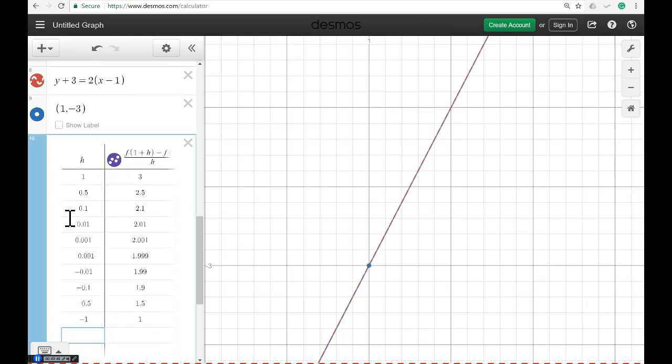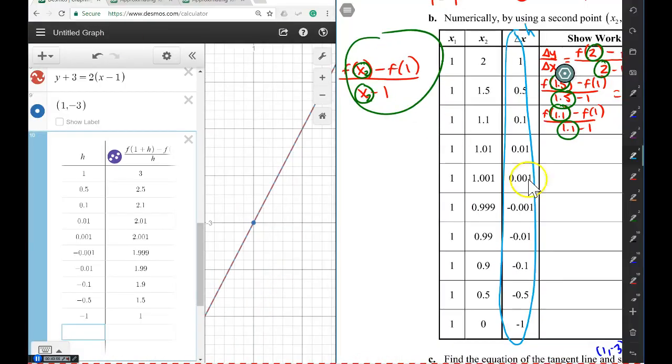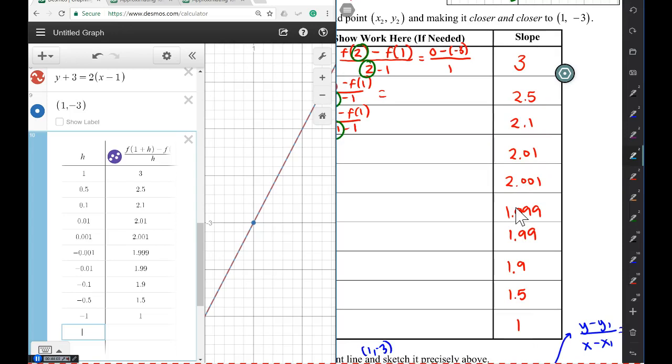So notice, you see how I'm getting the exact same results that we had gotten before? Three, 2.5, 2.1, 2.01, exactly the same. So now I can look at this and go, okay, as h gets smaller and smaller, the slope of the secant line between those 2 points gets closer and closer to 2, so I'm going to make an educated guess and say the slope of the tangent line appears to be 2.